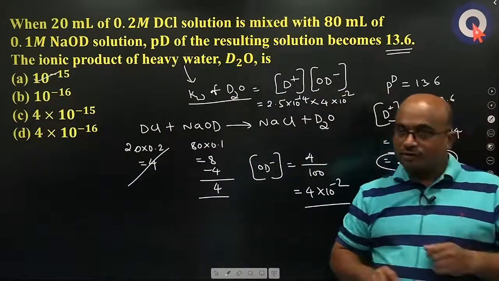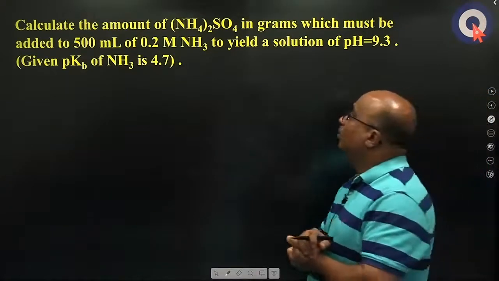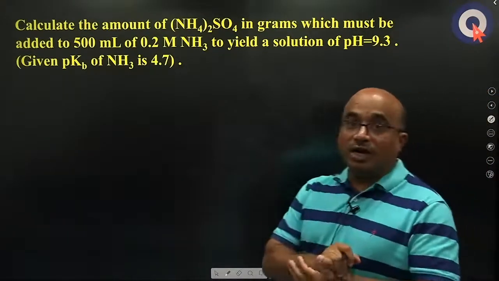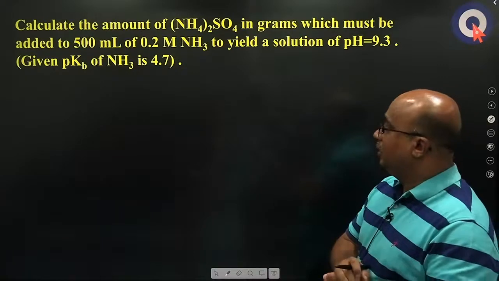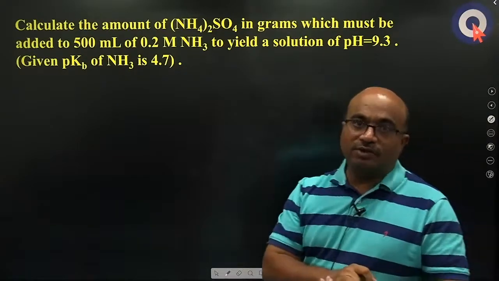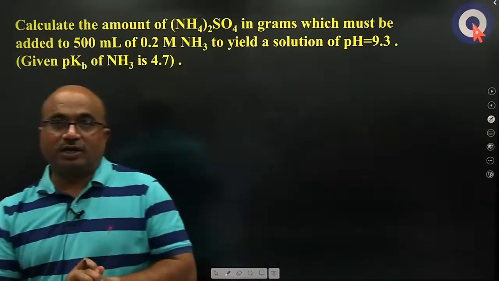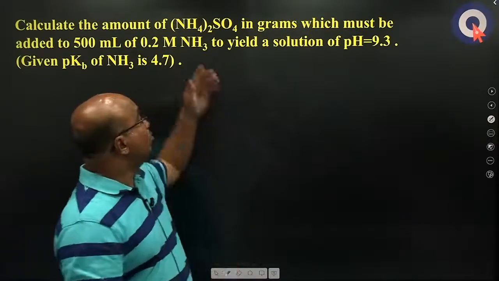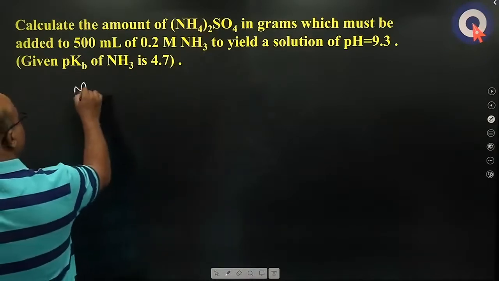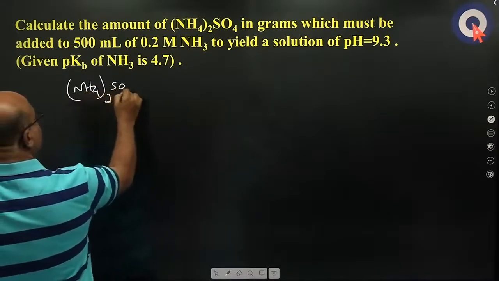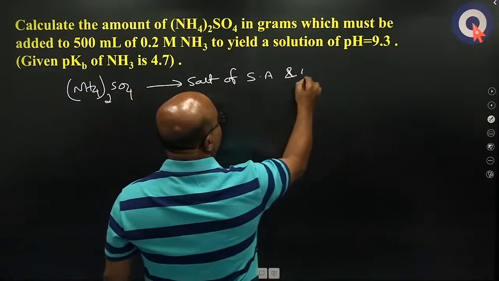Let us see the next thing. The amount of ammonium sulphate in grams which must be added to 500 ml of 0.2 M NH3 to yield a solution of pH 9.3. The pKb of ammonia was given. So it indicates ammonia is a weak base, and we get a salt of ammonia from H2SO4, because it is ammonium sulphate, which is a salt of a strong acid and a weak base.